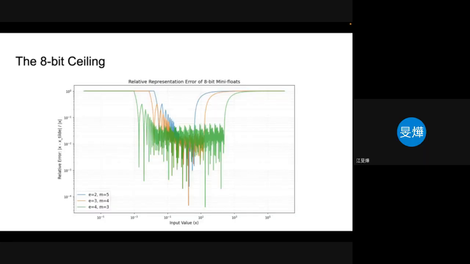So we have really explored the absolute limits of an 8-bit mini float. As we see from this Pareto curve, designing a floating point system is a zero-sum game. If we allocate more bits to the exponent, we get a wider dynamic range, but sacrifice precision. And if we give more bits to the mantissa, precision improves, but range shrinks.